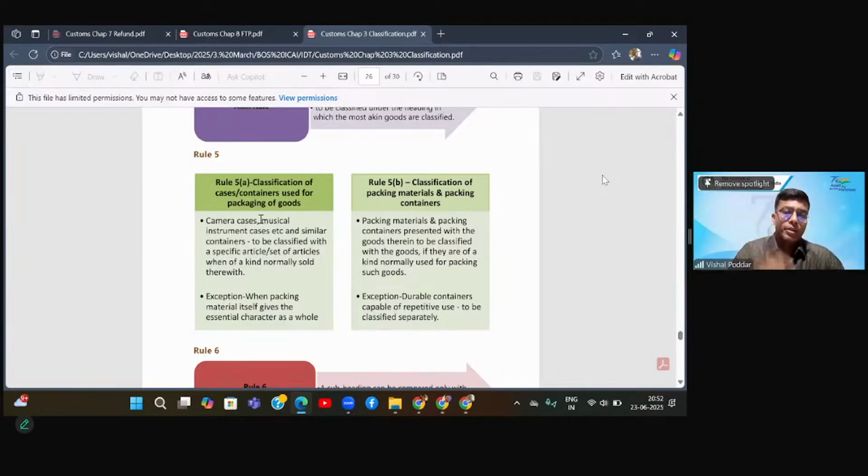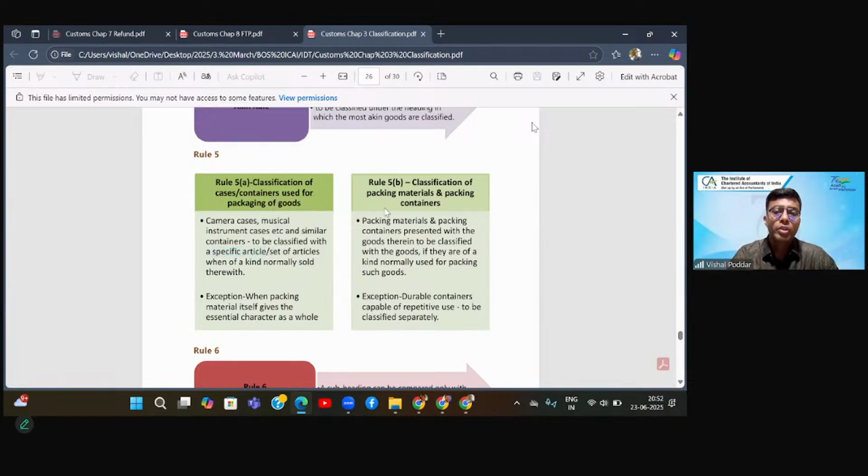What does the rule say? Where such cases are designed to be used only for holding or keeping a particular type of goods, the classification of the package will be in the goods itself. Examples given over here: camera cases, musical instrument cases, etc., to be classified with the specific article. So they will be classified in the camera heading itself. They will be classified, in my case, in the jewelry heading itself.